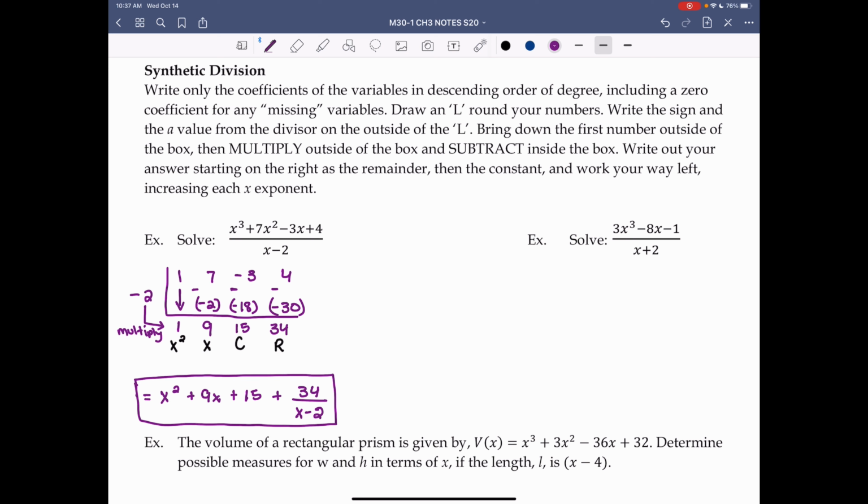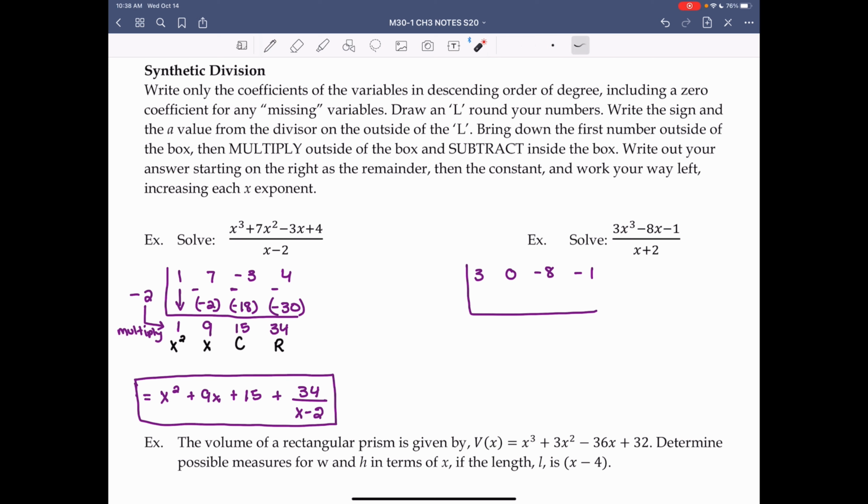Try another one: 3x to the power of 3 minus 8x minus 1, divided by x plus 2. Write our coefficients down. So we have 3 for 3x to the 3. We don't have an x squared term, so we need to put a 0 in for the x squared term. Then we have negative 8 for negative 8x, and then we have negative 1. Draw our L shape, leave a little bit of space below the coefficients.